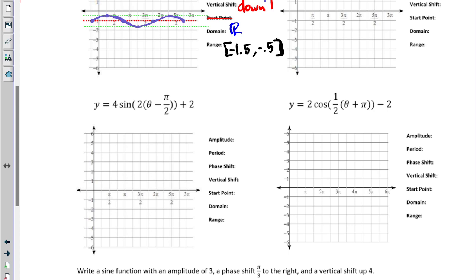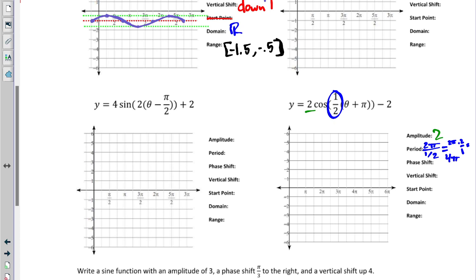Same thing, same process. Let's find all the key features. A value is my amplitude. It's 2, okay? B is 1/2. My period is 2 pi divided by B, which is 2 pi divided by 1/2. Well, when we divide by a fraction, that's the same as multiplying by the reciprocal, or the flipped version of that fraction. And so it'll be 2 pi times 2 over 1, which is 4 pi. So my whole period is 4 pi. That means I'm going to start and end at 0 and 4 pi.